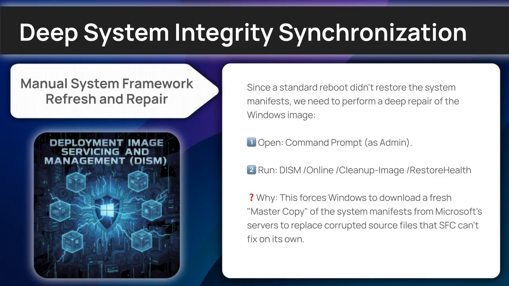Since a standard reboot didn't restore the system manifests, we need to perform a deep repair of the Windows image. First, open command prompt as admin. Second, you're going to type DISM /online /cleanup-image /restorehealth, then hit enter.